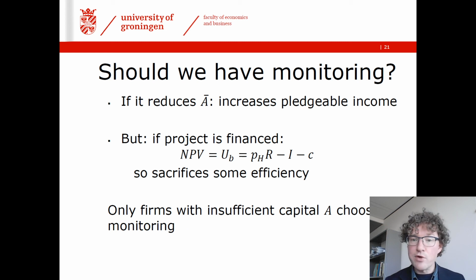So only firms with insufficient capital will actually choose to have monitoring. If you have sufficient capital and you can actually get your project financed without monitoring, you do not have to incur this inefficiency, these additional costs C of monitoring. But if you can't without monitoring, but you can get your project financed with monitoring, well, then you might be happy to actually get at least some rents, some PHR minus I minus C, rather than no rents because your project is completely rationed.